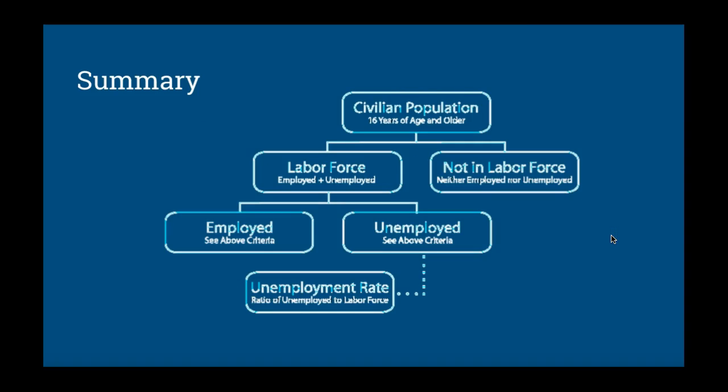Okay, so a quick summary. We have the civilian population of 16 years of age and older, and then underneath that we have those people that are in the labor force, which includes the employed and unemployed, and then those people that are not in the labor force. So those are going to be our retirees, our discouraged workers, our stay-at-home parents, whatever. Now, underneath the labor force, we do have categories of employed, so those people that do have jobs, and those that are unemployed. So those people that are actively looking for a job but can't find one. And then from that, we can determine the unemployment rate. So that's the ratio of unemployed to the labor force. So hopefully that's a nice graphical summary for you.